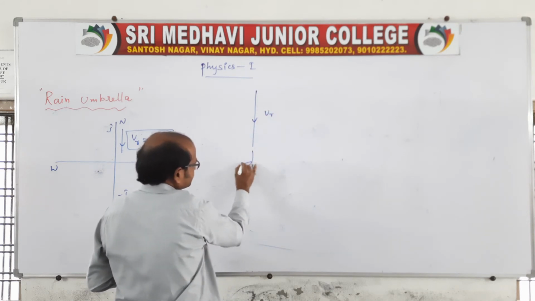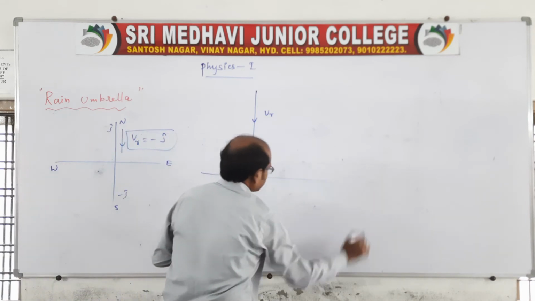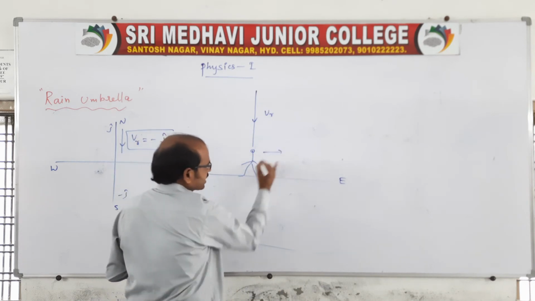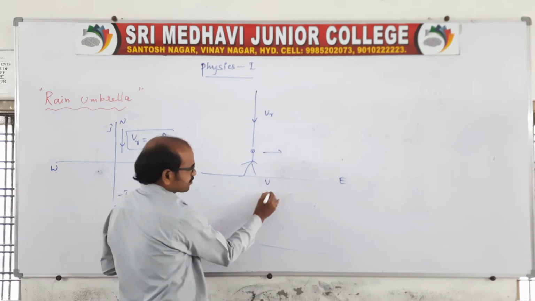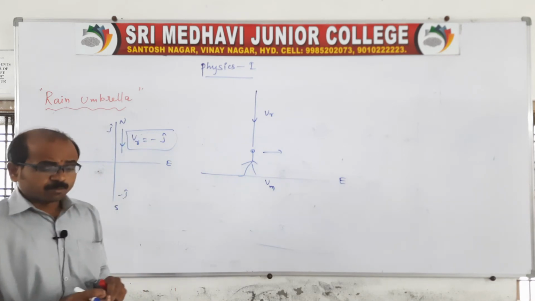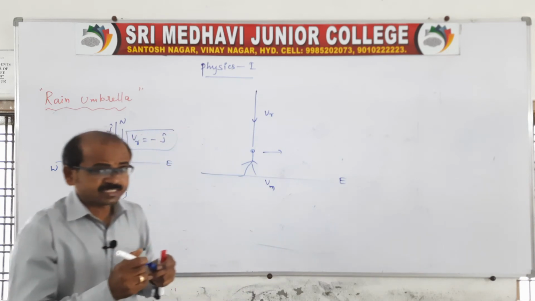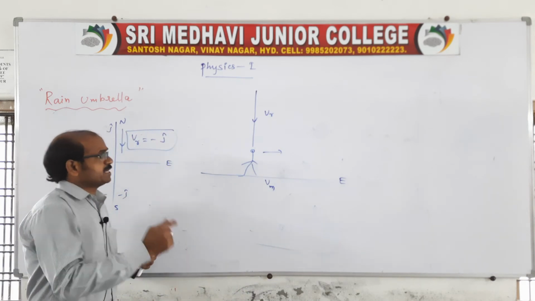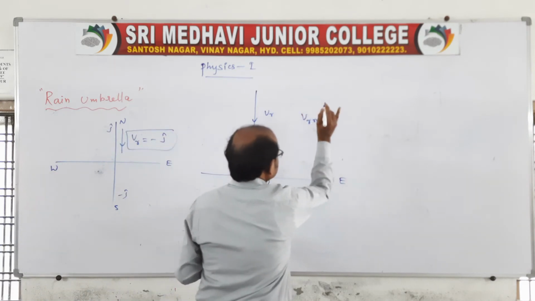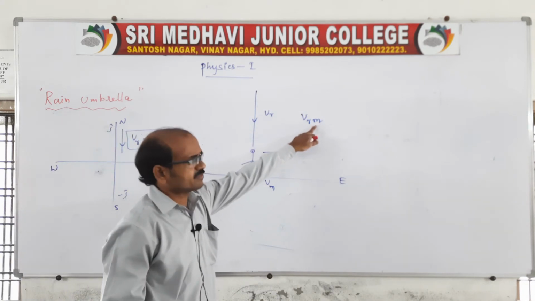When there is a man walking towards the east, the man is moving in the forward direction like this. The velocity of the man is Vm, and the rain is falling like this. So we should keep the umbrella like this, no doubt. But in physics we can say the umbrella should be in the direction of the relative velocity of rain with respect to man. The umbrella is always in the direction of the relative velocity of rain with respect to man.